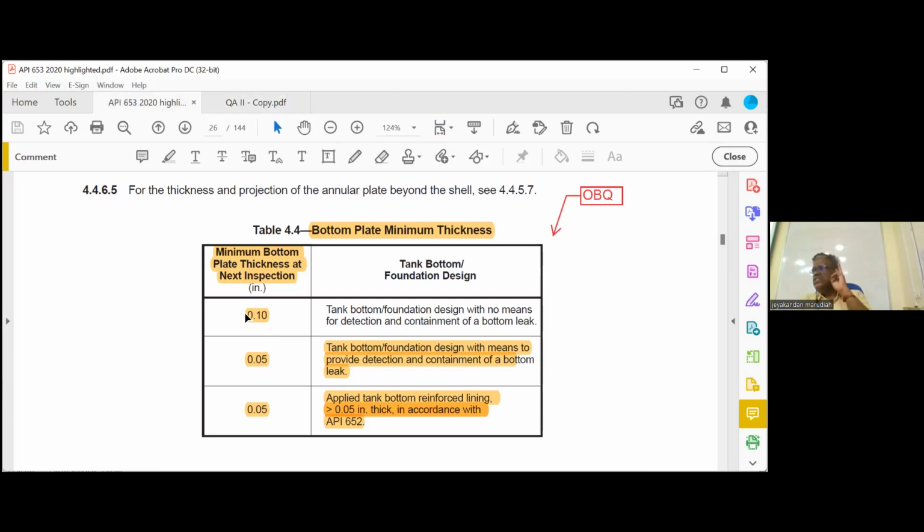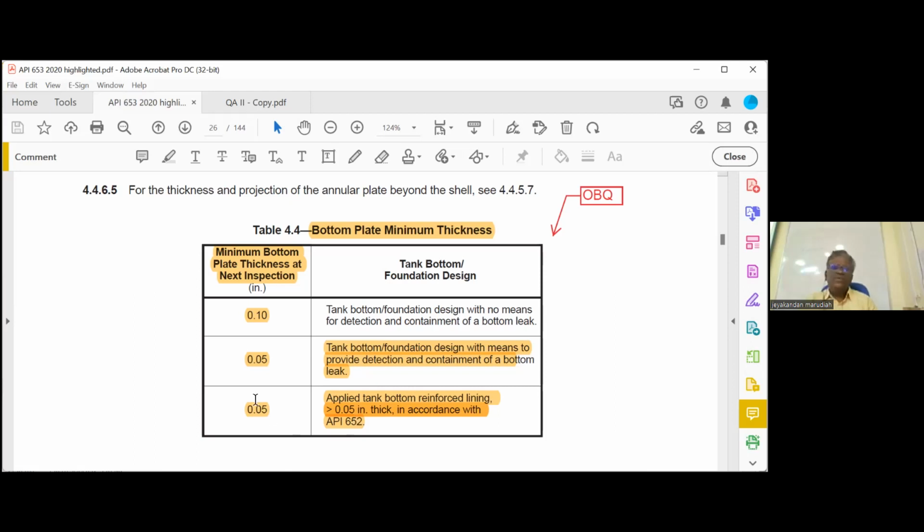But there are 2 concessions allowed. If you have a release prevention barrier, even 0.05 inch is allowed. 0.1 means 2.5 millimeter, 0.05 means 1.25 millimeter is allowed. That is when you have a tank bottom design that provides reduction of containment of the bottom, a release prevention barrier. Or if you have a thick reinforced lining of more than 50 mil, then also half of the thickness is allowed. 0.05 inch multiplied by 1000 gives you mil.